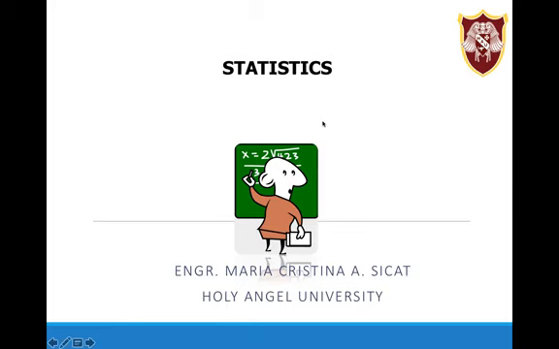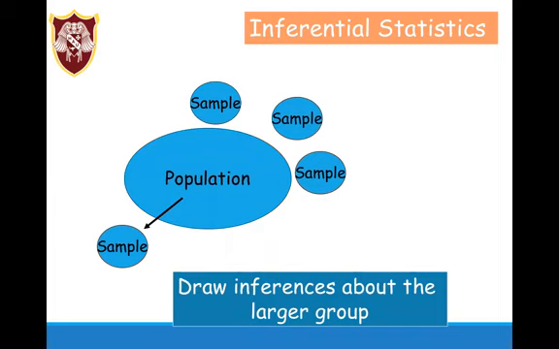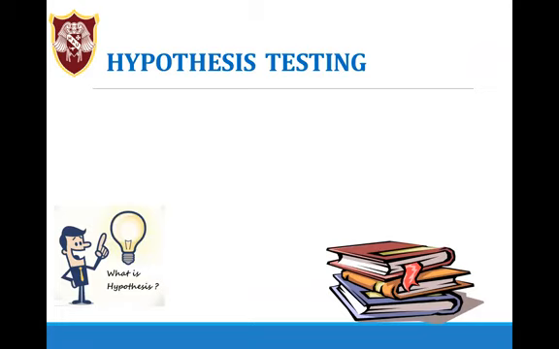Hello class, today we'll be discussing the second area of statistics, which is inferential statistics. The purpose of statistical inference is to draw conclusions about a population on the basis of data obtained from a sample of that population. Hypothesis testing is the process used to evaluate the strength of evidence from the sample and provides a framework for making determinations related to that population.